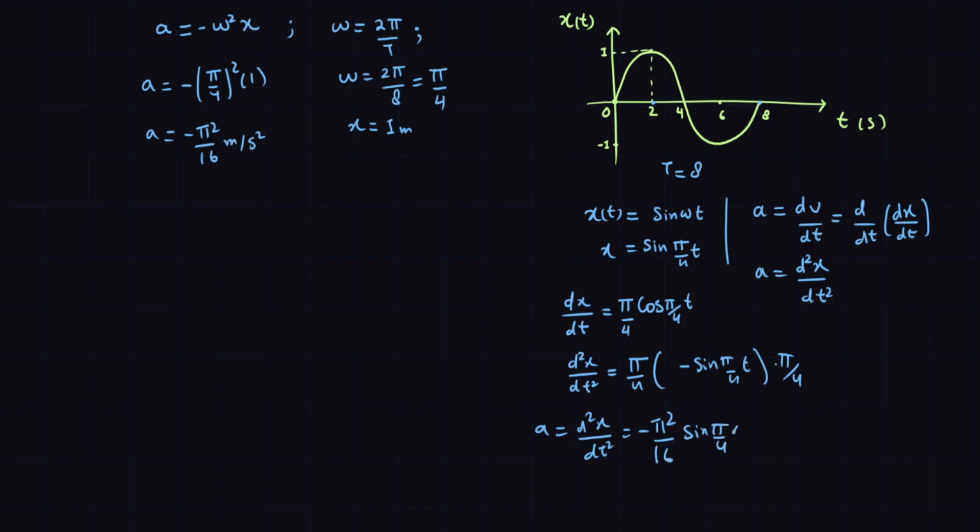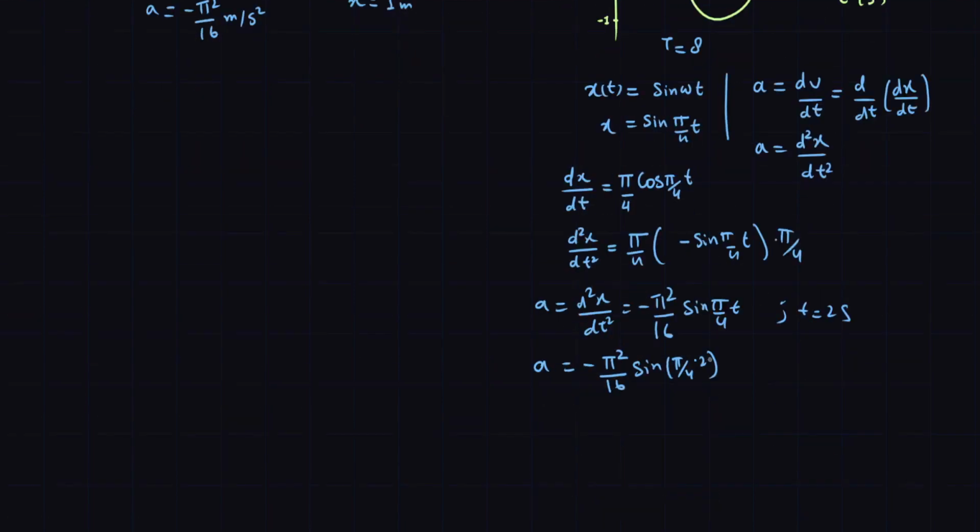We have to find acceleration at t equal to 2 seconds. So a will be minus pi square by 16 sine pi by 4 times 2. This will cancel here, and we get minus pi square by 16 sine pi by 2. We know the value of sine pi by 2 is 1. So acceleration will be minus pi square by 16 meter per second square. Hope you understand this solution.